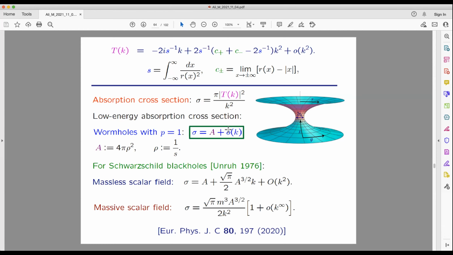So by examining this absorption coefficient, one can detect whether this is a black hole or not. And for a massive scalar field, there is a completely different scenario. The black hole absorption goes like 1 over k squared, so it blows up. But ours is just a constant. So this gives you a signature that you can probably use to distinguish between wormholes and black holes.